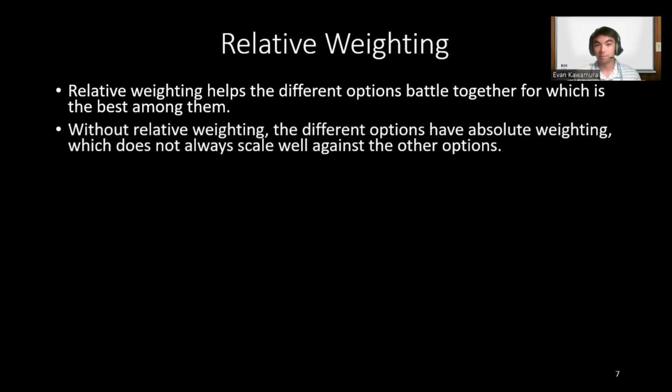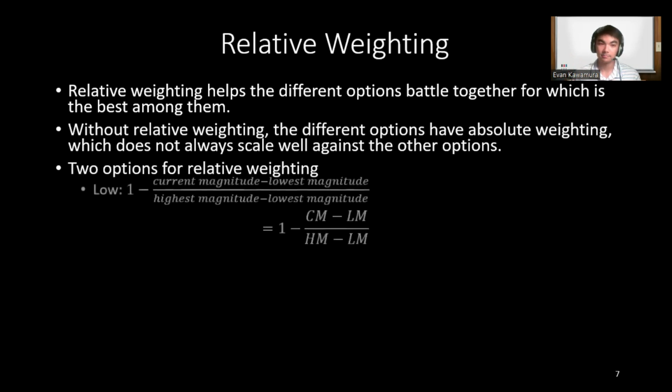So if you don't have relative weighting, what actually happens is you have absolute weighting, and it doesn't always scale very well when you look at your other options. So you have two options for relative weighting. The first one is if you want the criteria to be favoring the low values, this is the formula. You want to do 1 minus the current magnitude minus the lowest magnitude, and you divide by the highest magnitude minus the lowest magnitude. Or CM for current magnitude, LM for lowest magnitude, HM for highest magnitude. This looks a little confusing. When we look at our example, this would be a little bit more obvious.